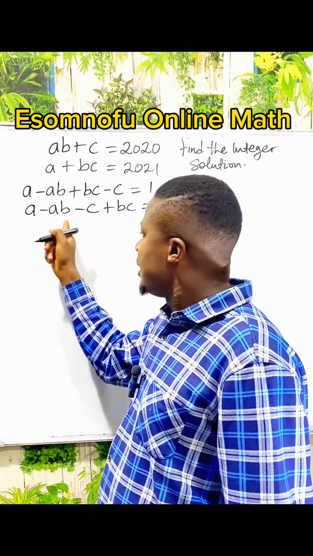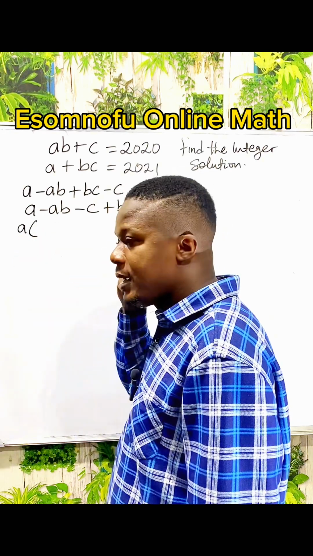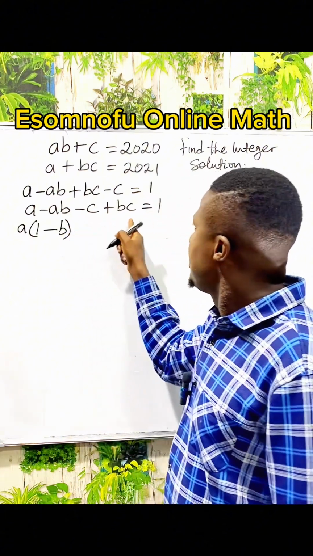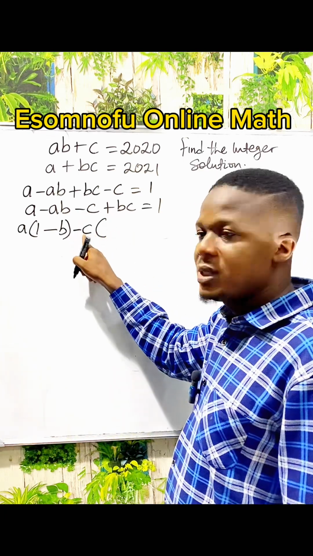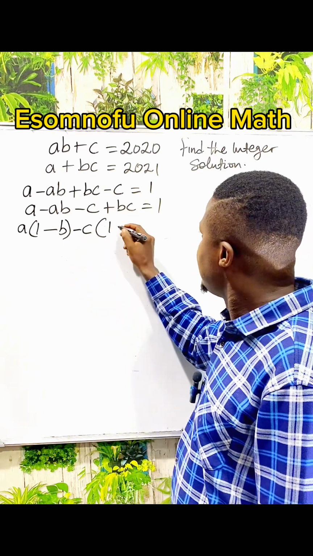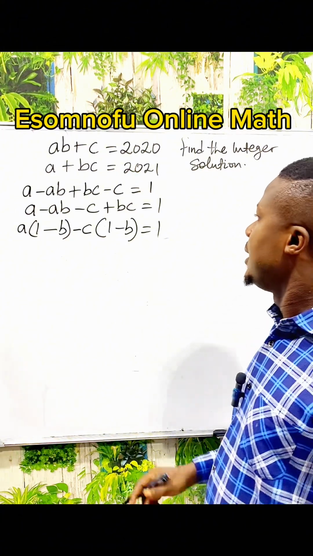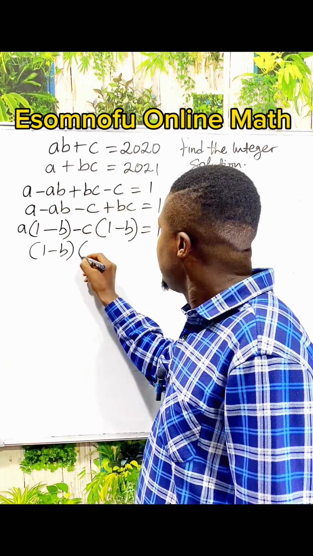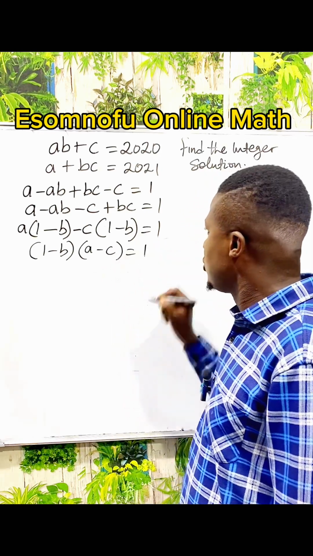So let's factor out A here because A is the common factor. A divided by A is 1, AB divided by A is B. Then here, let's factor out minus C: minus C divided by minus C will give us 1, BC divided by minus C is minus B. Everything is equal to 1. Then 1 minus B is common, right? So you factor it out: 1 minus B into A minus C, everything is equal to 1.